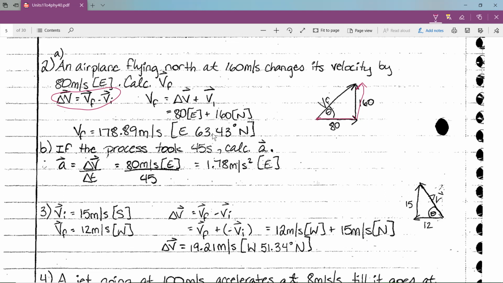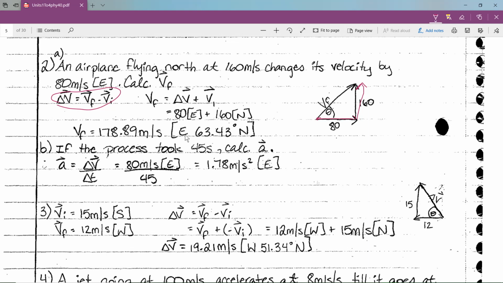And so we're going to get v final is the square root of 80 squared plus 160 squared. I'm going to double check that here. 80 squared plus 160 squared, take the square root. 178.79? Why do we say 178.79? That's interesting. Let's try it again. 80 squared plus 160 squared. Take the square root. 178.89. There we go. Meters per second, and then we're going east 63.43 degrees north.